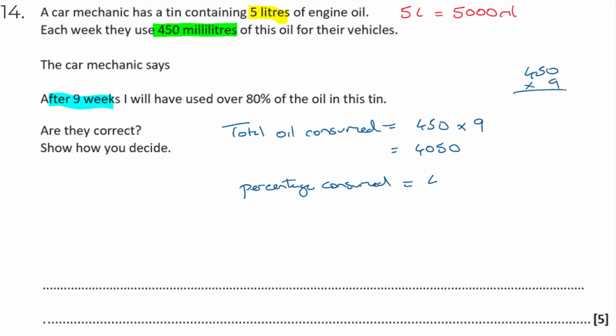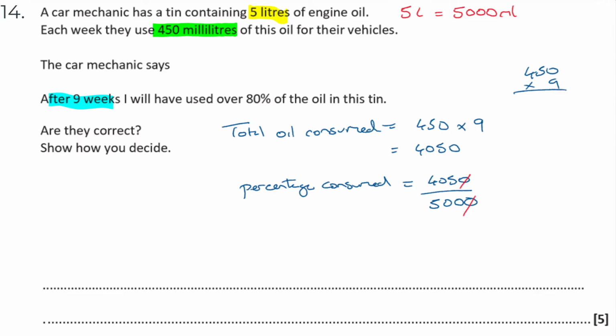That's going to be the amount of oil that we used up divided by the total amount of oil. Okay, so is that going to be more than 80%? Now to get that, I think what we need to do is convert this into a fraction over 100, so we can rewrite it as a percentage. Well, I can see that I can scratch a 0 off the end there straight away, top and bottom. So that's going to give me 405 over 500.